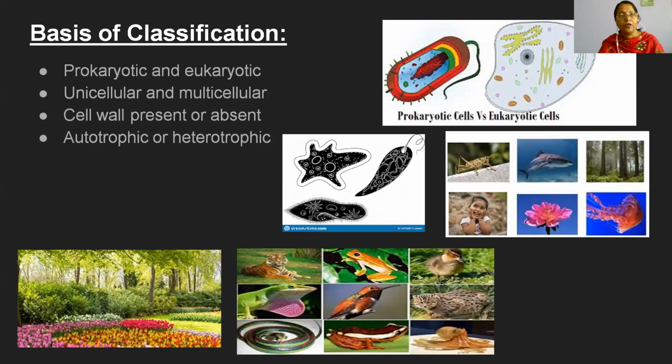Now, the second characteristic is unicellular and multicellular. Whether the organisms are unicellular, that means they are made up of a single cell, or multicellular, that means they are made up of more than one cell. The next characteristics taken into consideration are whether the cell wall is present or absent, and whether they are autotrophic or heterotrophic. That means whether they can make their own food or they are dependent on others for food.